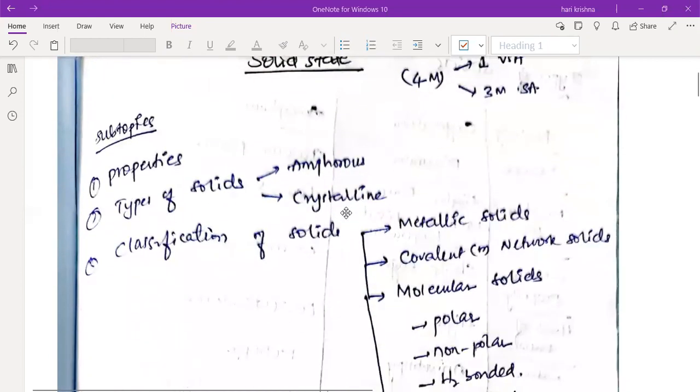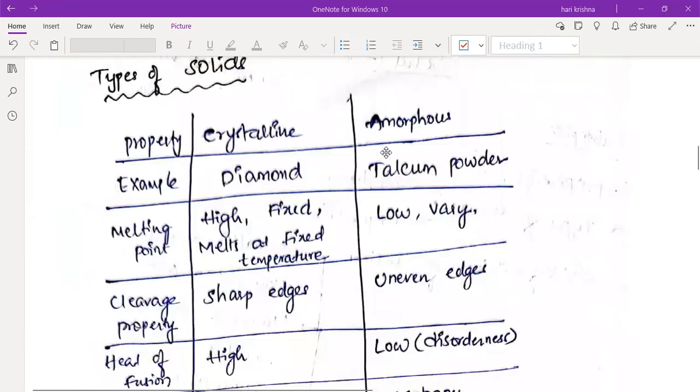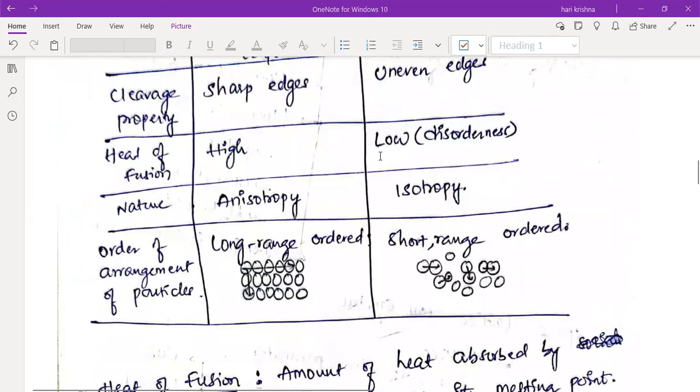Okay, so in the last class, we covered just the properties of the solids and the types of solids. So today we'll study first the classification of solids. If you have any doubts from the last class, you can ask me so that I'll repeat it. Any doubts? Ramcharan, Teja, and Vishwanath?